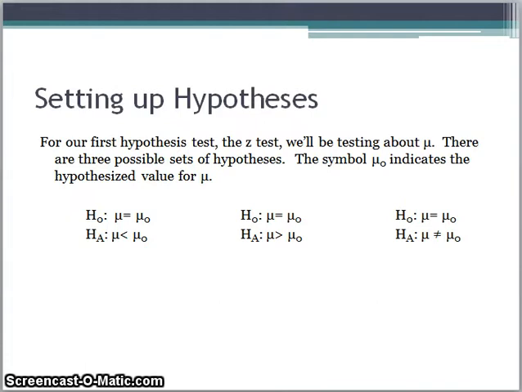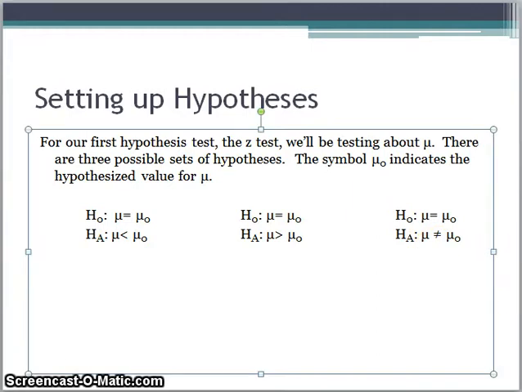Okay, so the first step, setting up the hypotheses. So the first test we're going to do is the z-test, which is analogous to the z confidence interval. We're going to be testing about mu. So we have three possible sets of hypotheses. The null hypothesis is always mu equals a specific value. The alternative could be that the population mean is less than some value, or it might be greater than some value, or it might just be not equal to some value. Okay?